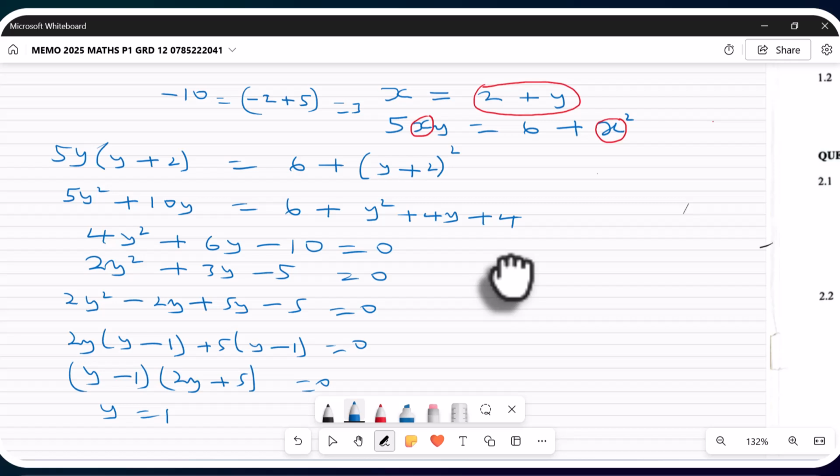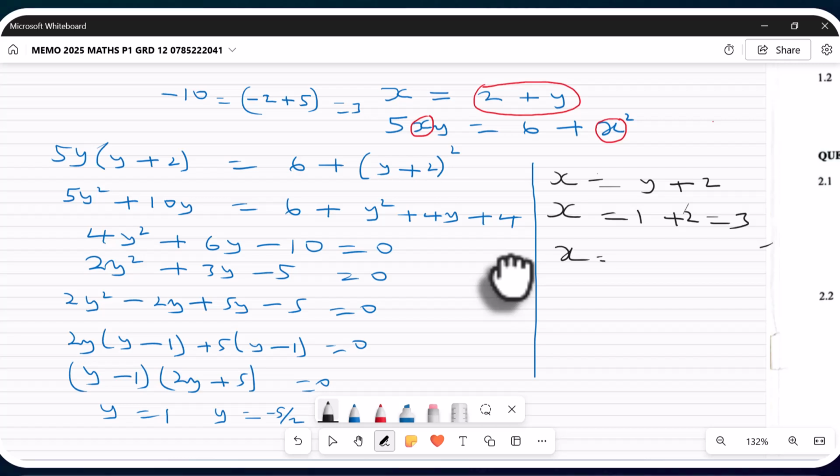Or x equals to y, which is negative 5 over 2, plus the 2. Okay. So x equals to negative 2.5 plus 2 here, which gives us x equals negative 1 over 2, we can say negative a half. So the answers which we have here: x equals negative a half, x equals 3, and y equals 1, and y equals negative 5 over 2.